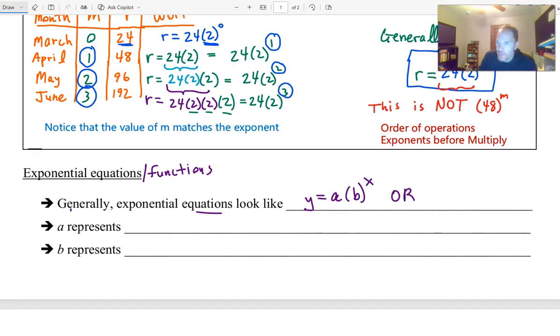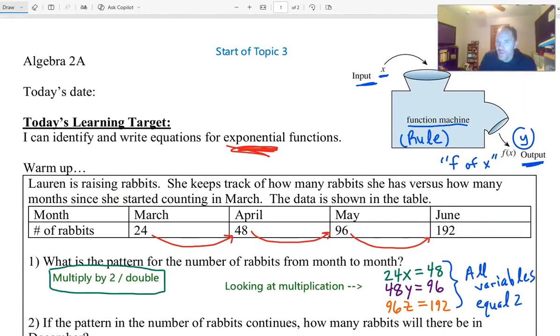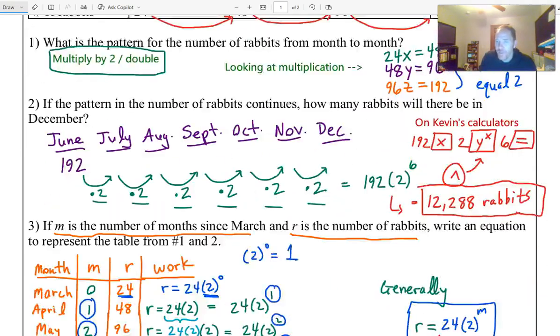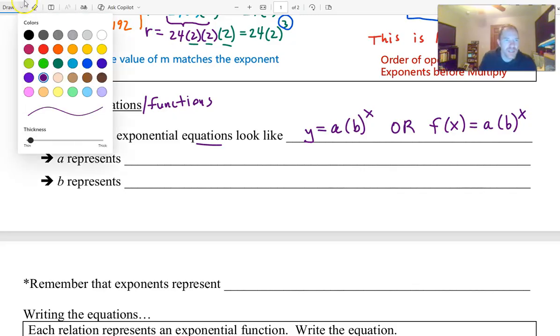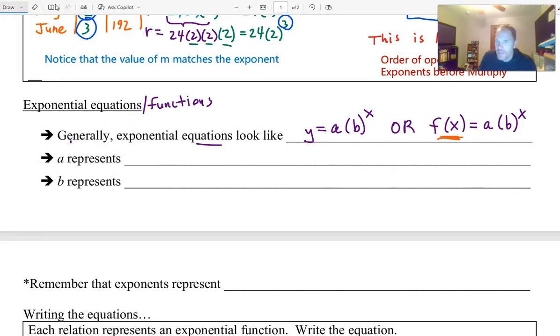Or if you remember, with the function machine, this f of x, this thing called function notation, it's basically just the same thing as y. The whole thing. It's not f times x. It's a function of x. I understand if you think it's multiplication, but it's not. So sometimes people will write f of x equals a times b to the x. But that's it. This weird looking notation is just a stand-in for y. So that's what the equations look like.